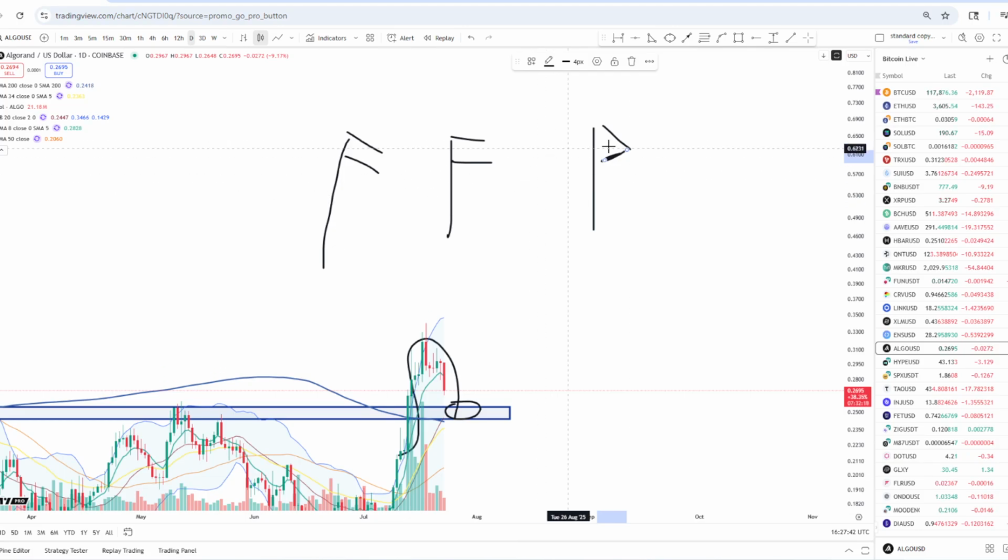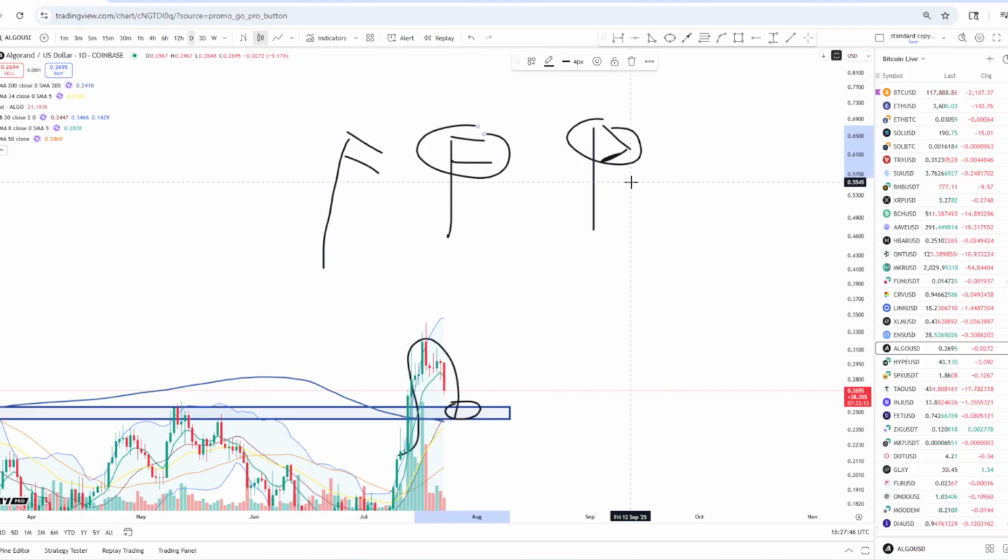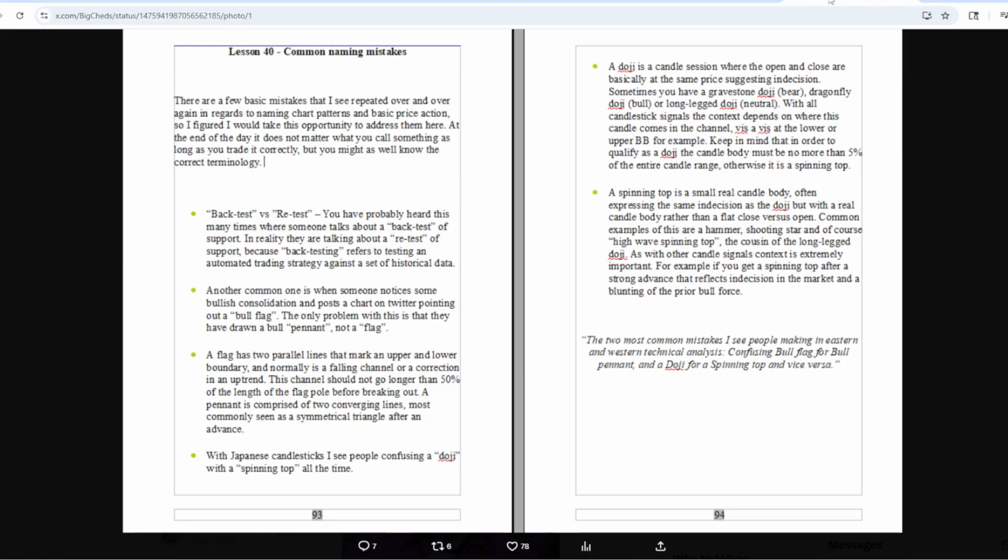Not that it matters too much what you call it, whether it's a bull pennant or a bull flag. It's consolidation after an advance. It's probably going to lead to continuation, but they have different construction: parallel lines for the bull flag and converging lines for the pennant.